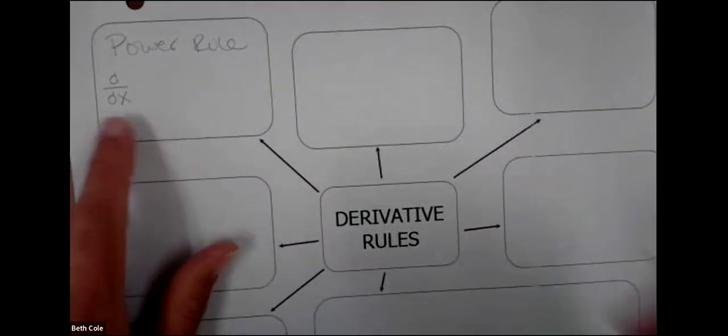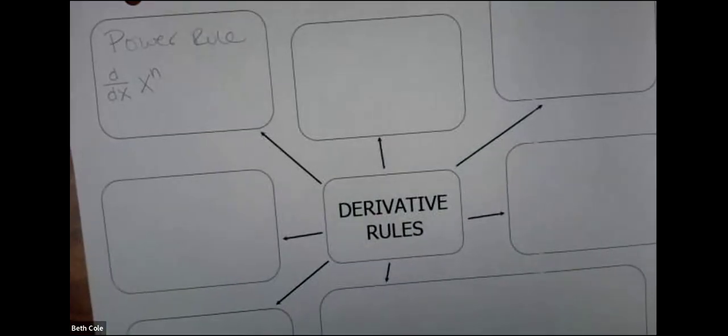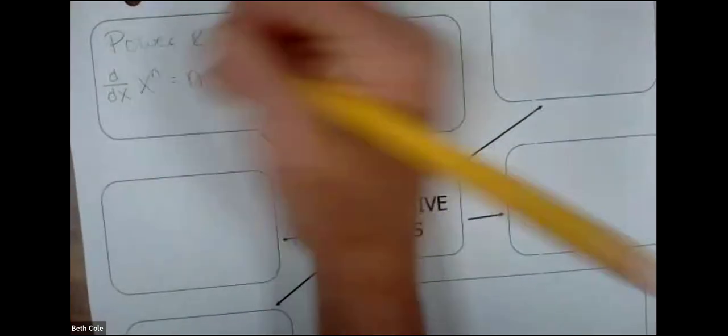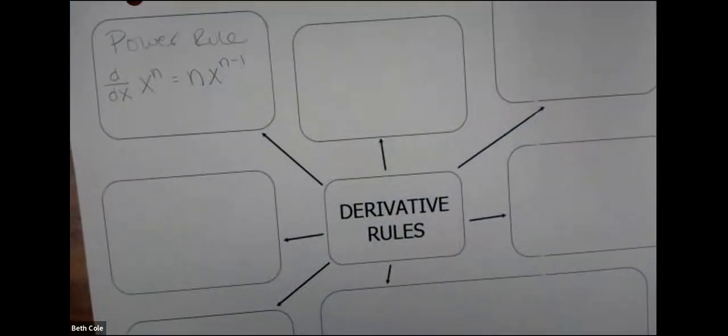So for power rule, this means take the derivative of, and we're going to put x to the nth. So how does power rule work? What are we going to do with the power? Yeah, multiply it down, so it'll be n, and then you keep the variable x, and then your power, what happens to it? N minus what? You subtract 1. Be really careful because if it's negative and you subtract 1, it's going to become more negative, okay?